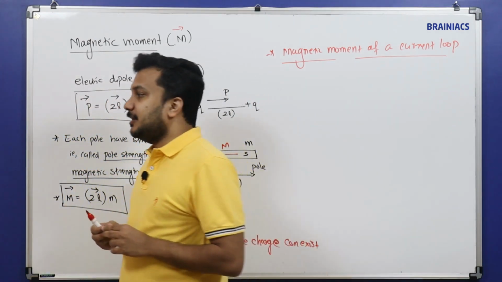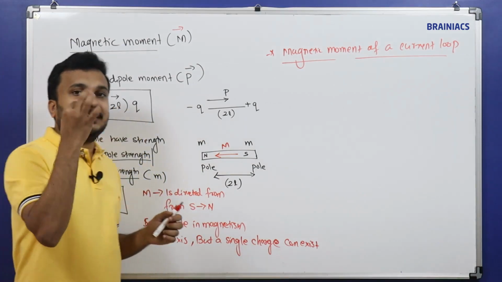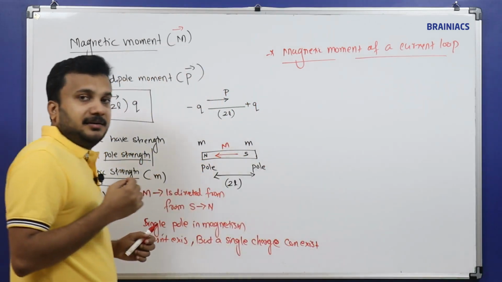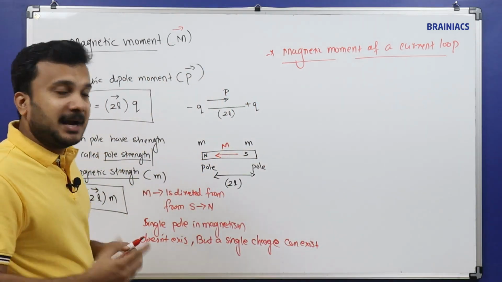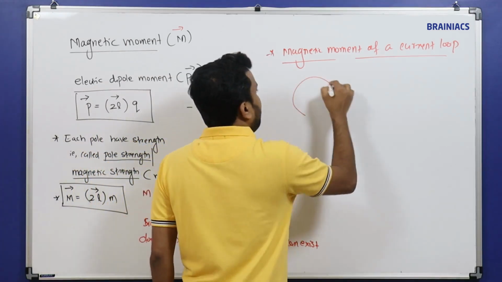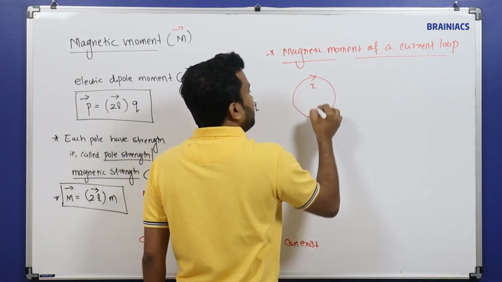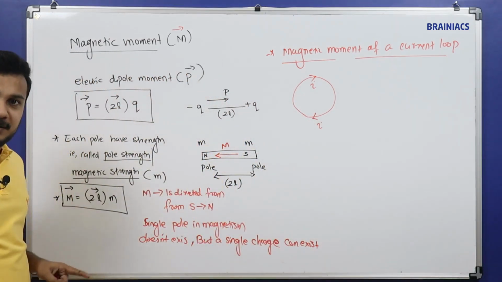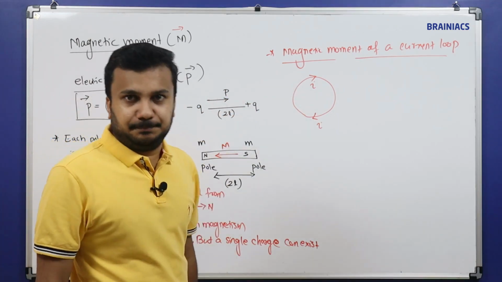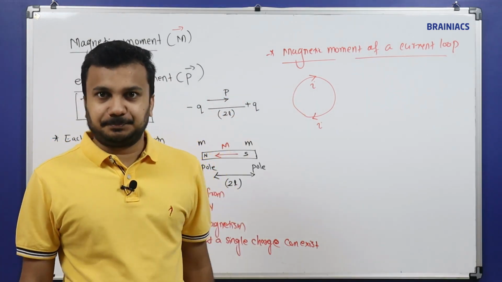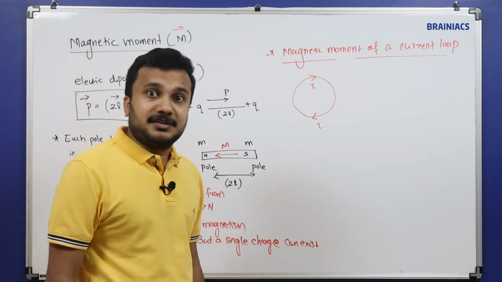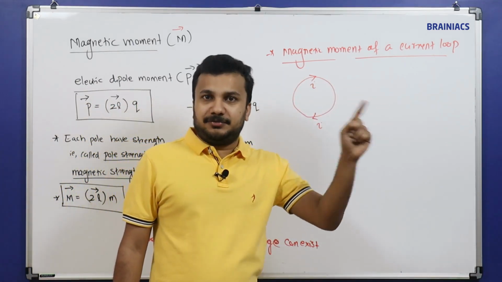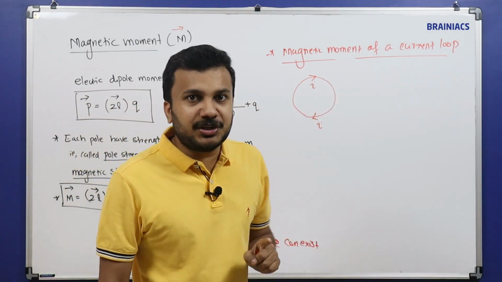In order to create an electromagnet, we have to pass electricity through a conductor. Once we pass electricity through a conductor, it is converted into a magnet. For example, I have a loop like this, and the loop is carrying a certain amount of current. If the loop is carrying current, the loop will act as a magnet. That is Oersted's experiment: a current carrying coil is producing a magnetic field.